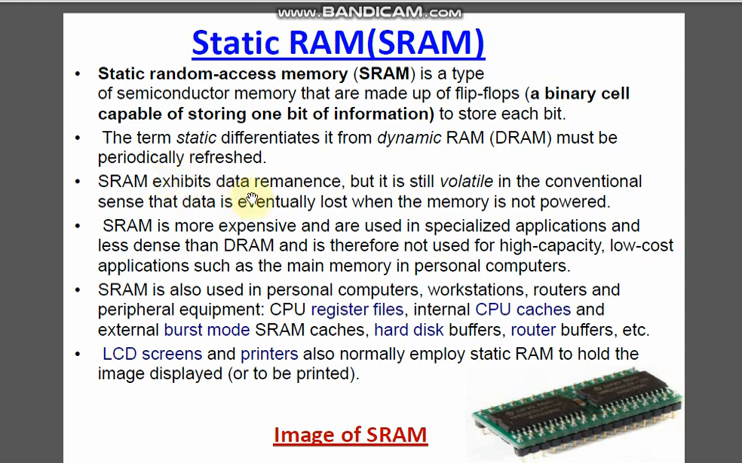SRAM exhibits data remanence, but it is still volatile in the conventional sense that data is eventually lost when the memory is not powered. But for the time being, it keeps its data. SRAM is expensive, of course. It is used in specialized applications and is less dense than DRAM, and is therefore not used for high capacity, low cost applications such as the main memory in personal computers. They are actually made up of DRAMs.